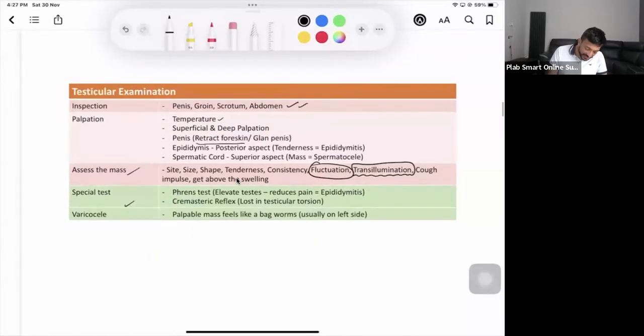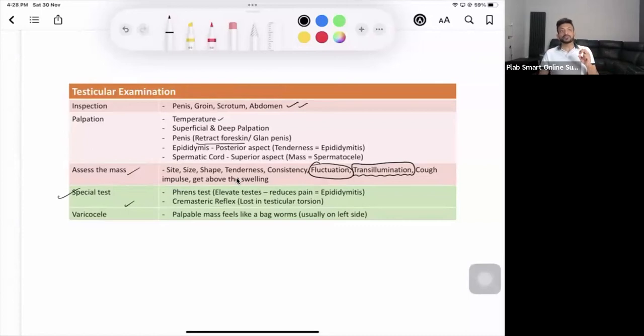Now there are some special tests that you can do. Number one is Prehn's test. Prehn's test is very easy. You just elevate the testicles. If the pain is getting relieved, it is not testicular torsion. Most probably it's a case of epididymo-orchitis.